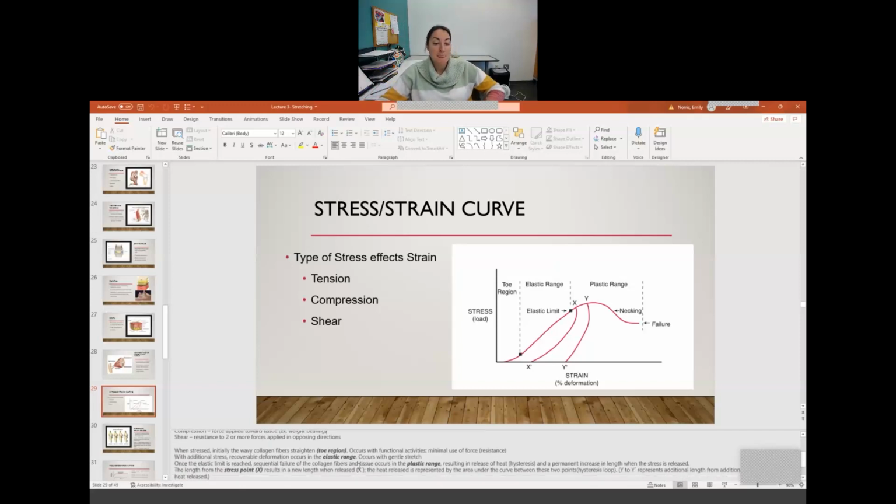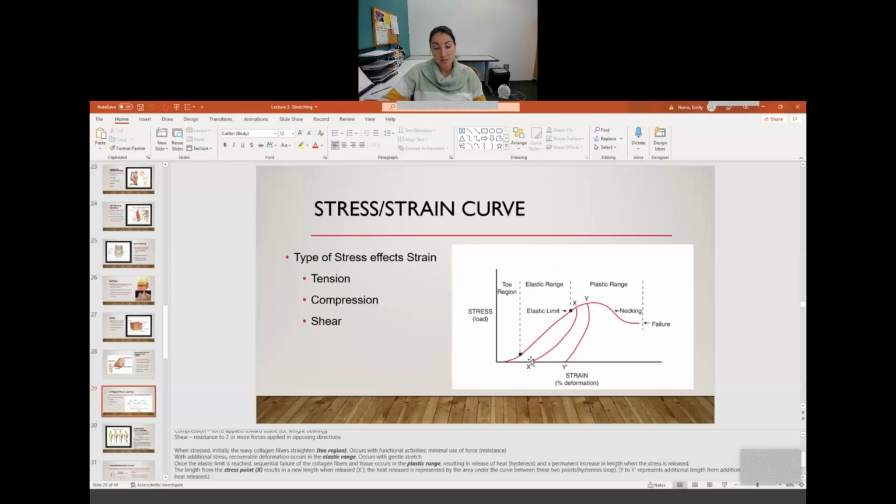With this curve, initially in the toe region, the collagen fibers begin to straighten. They're kind of wavy to begin with, and they start to straighten. Past the toe region, you start to get into the elastic region. So as you add more stress, some deformation or lasting lengthening occurs. The more stress you add, or over a longer duration, the more lengthening that is maintained up until a certain point.